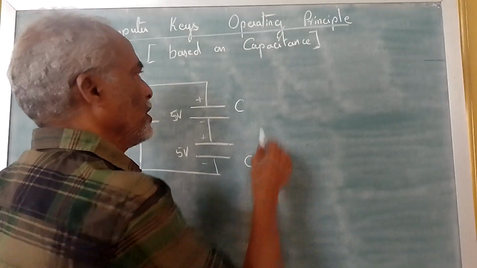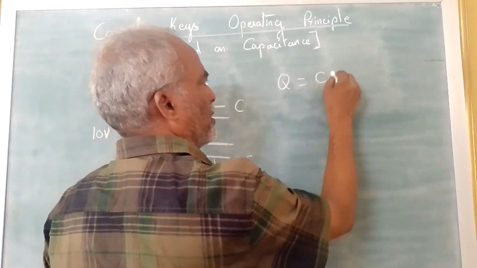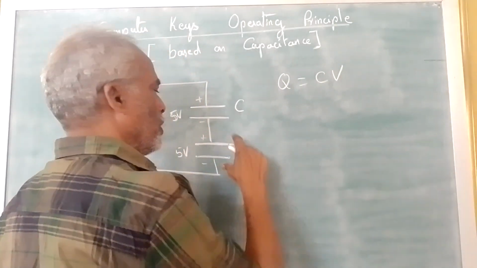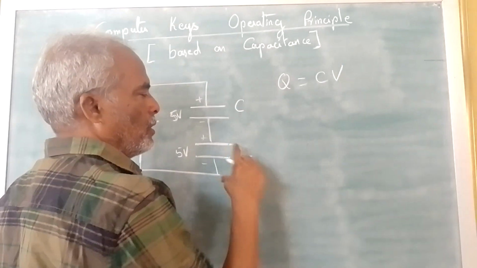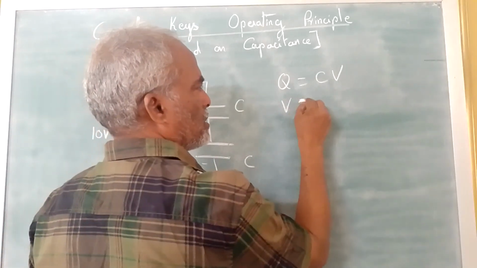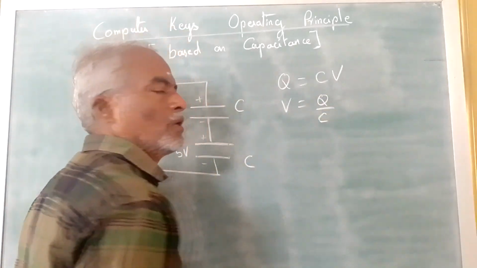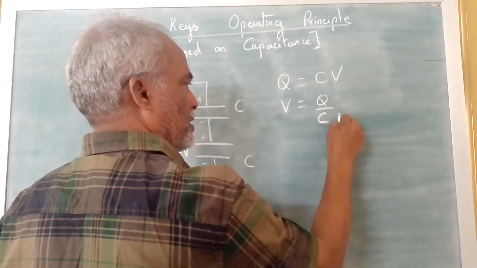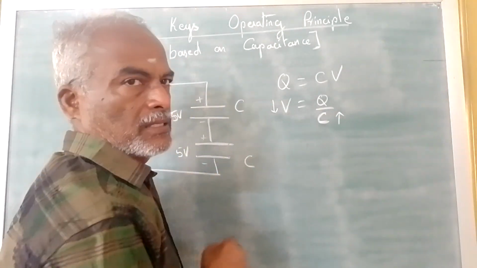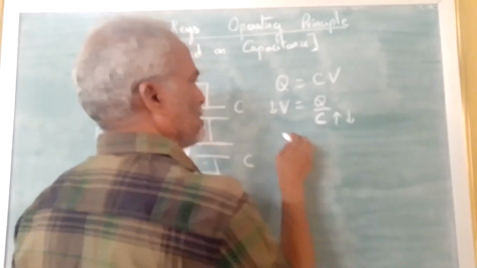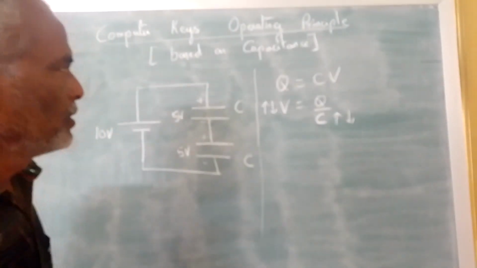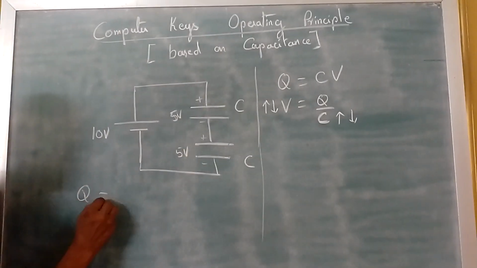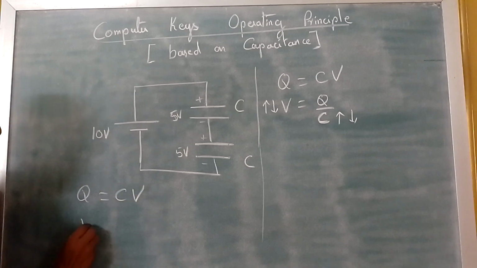So we all know that Q is equal to CV. Therefore, the voltage across this capacitor, this is capacitor 1, capacitor 2, but both are the same value. The voltage across this capacitor V is equal to Q by C. So, if capacitance increases, voltage decreases. If capacitance decreases, voltage increases. So, this is the concept we are going to use. Let me write here: Q is equal to CV and V is equal to Q by C.